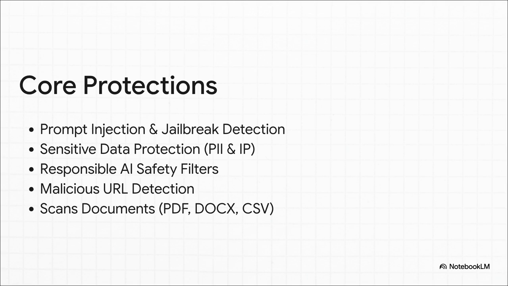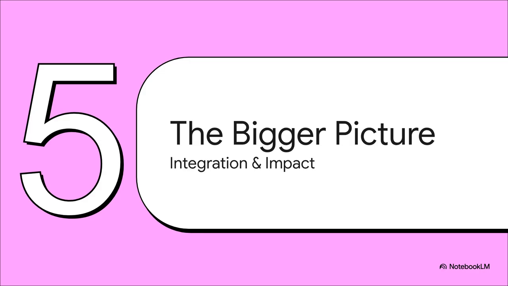And get this, it's not just for plain text. It can actually look inside documents, PDFs, Word docs, you name it. All right, let's pull back for a second and look at the big picture. How does a tool like this actually plug into your existing architecture? How does it affect your budget? And what does it mean for your overall AI strategy?